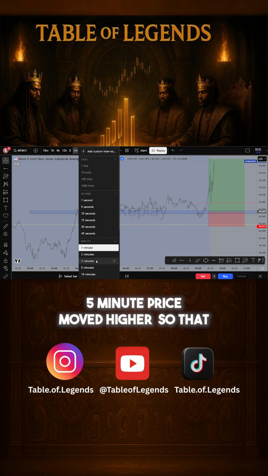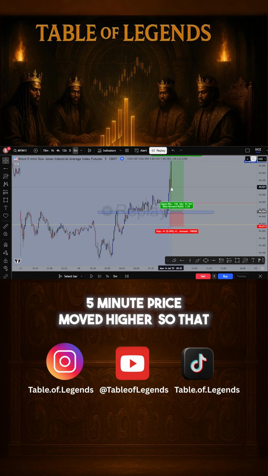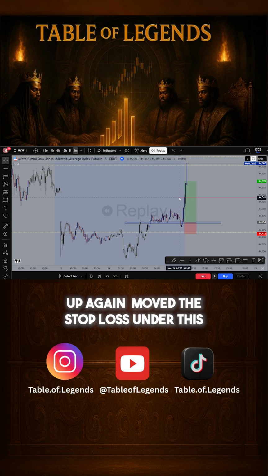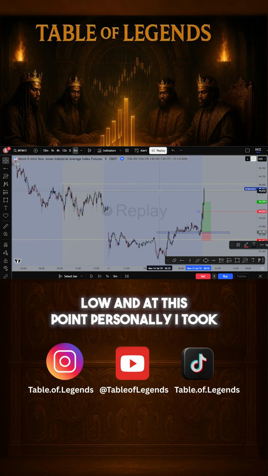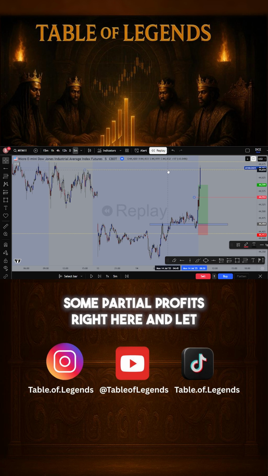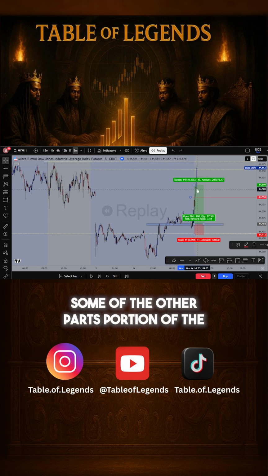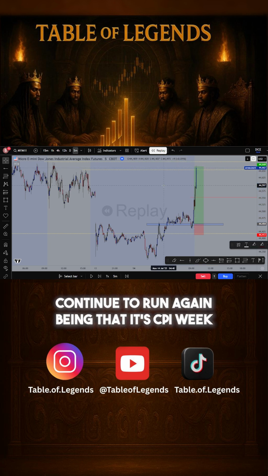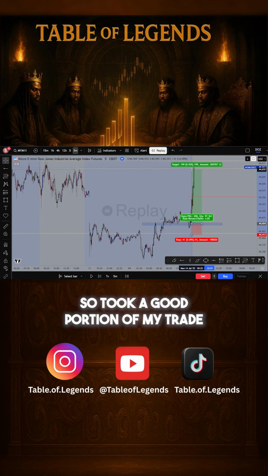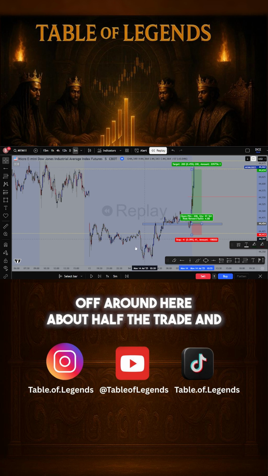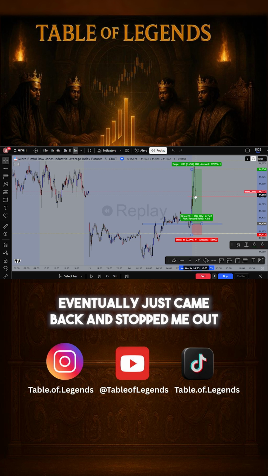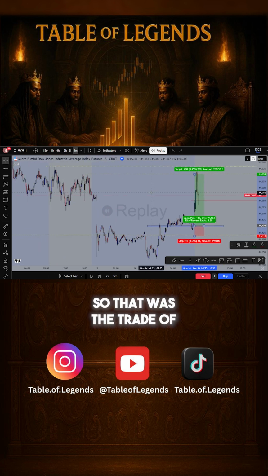Let's go back to the 5-minute. Price moved higher. So that validated that 5-minute leg, moved up again, moved the stop loss under this low. And at this point, personally, I took some partial profits right here and let some of the other portions of the trade run to see if it would just continue to run again, being that it's CPI week. So took a good portion of my trade off around here, about half the trade, and then had the stop trailed and eventually just came back and stopped me out. So that was the trade of the week.